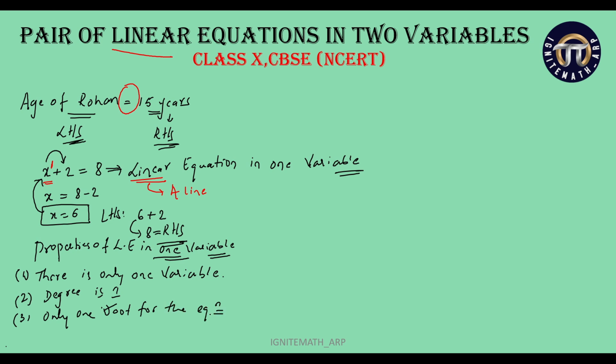What do you mean by root? The root is nothing but the value of x which satisfies the equation. So only one value can satisfy the equation. Clear? So the fourth one is what? When plotted, we get a straight line.